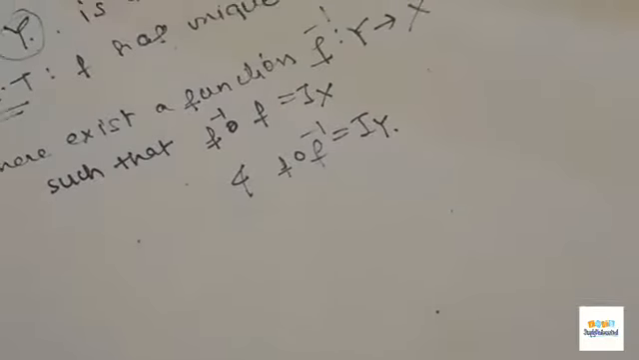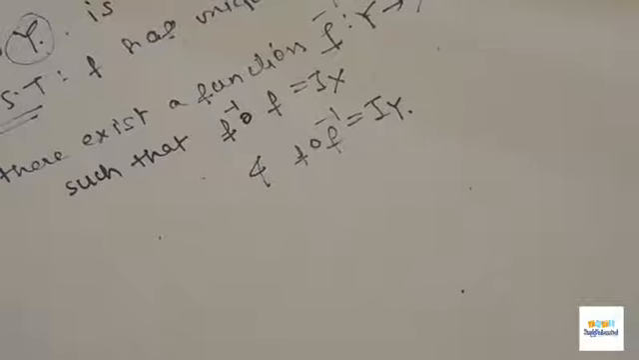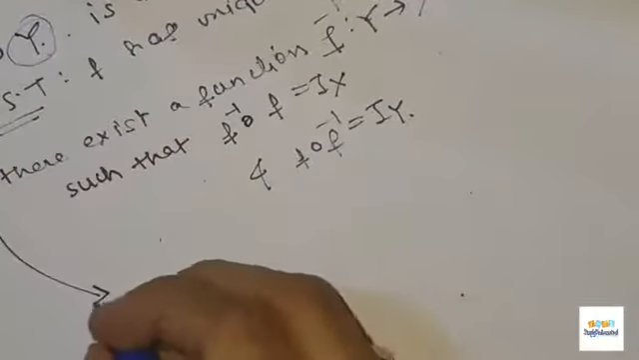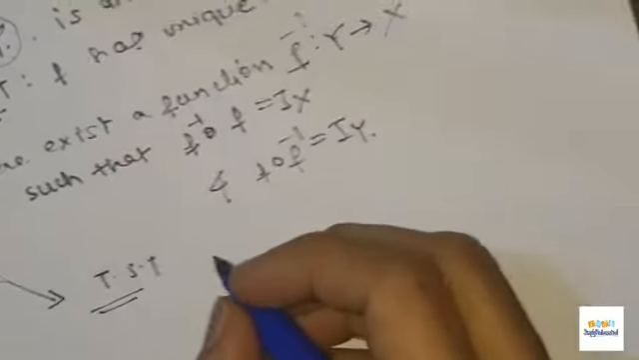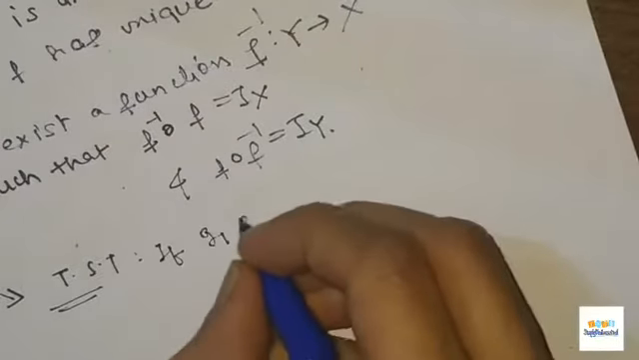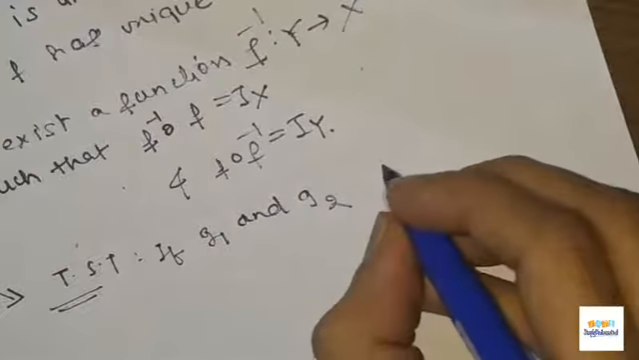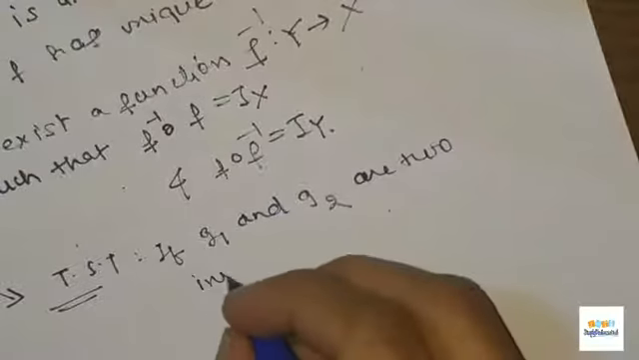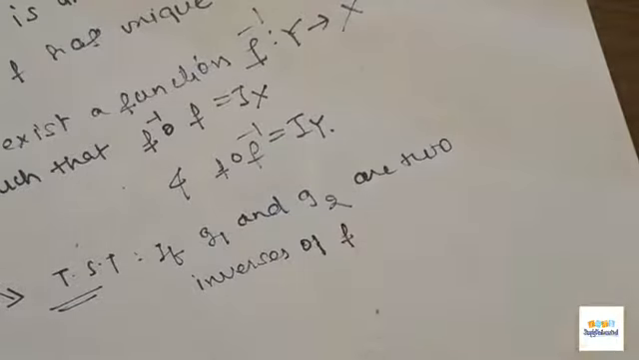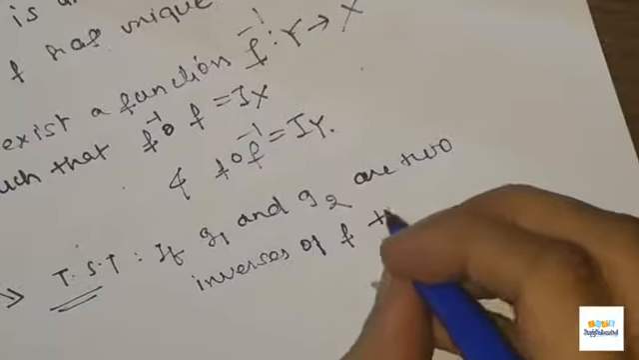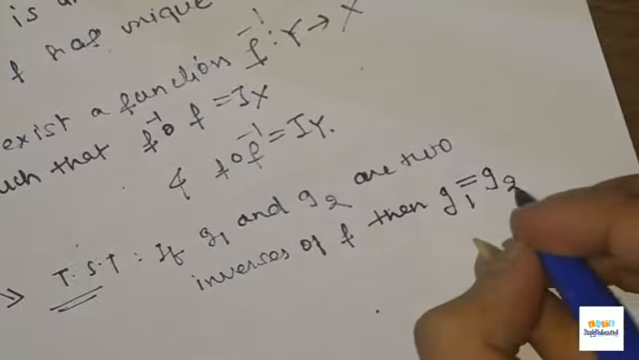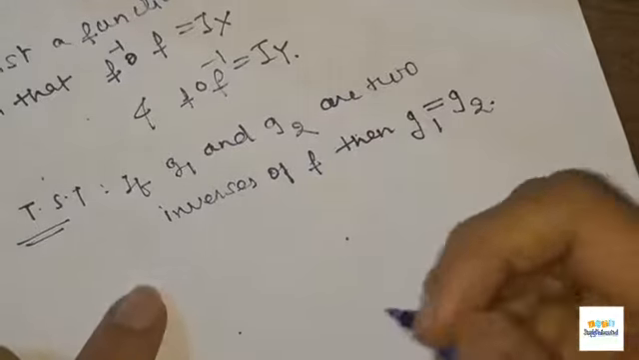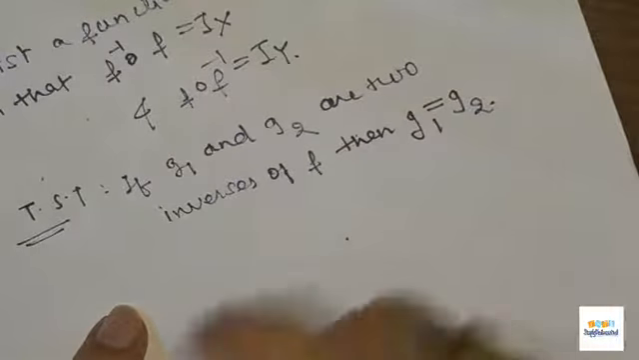So now what we have to do is, we have this with us. Now to show that f has a unique inverse means to show that if g1 and g2 are two inverses of f, then g1 is equal to g2. This we have to show. If g1 and g2 are two inverses of f, then g1 is equal to g2.